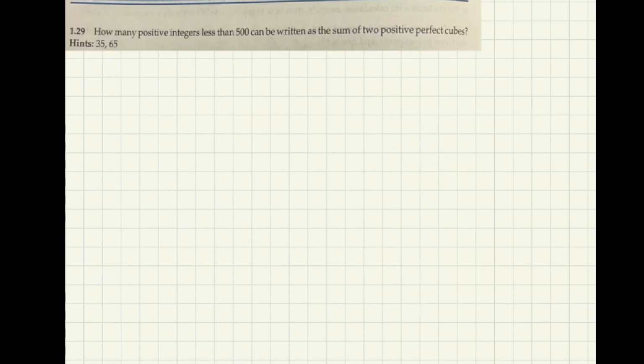Alright, let's solve this problem. How many positive integers less than 500 can be written as the sum of two positive perfect cubes? So the key to solve this problem is to first identify all the perfect cubes that are less than 500.